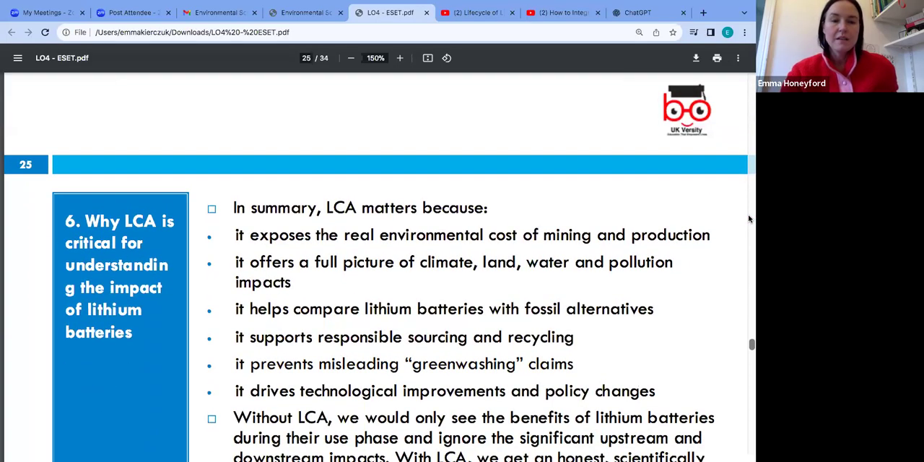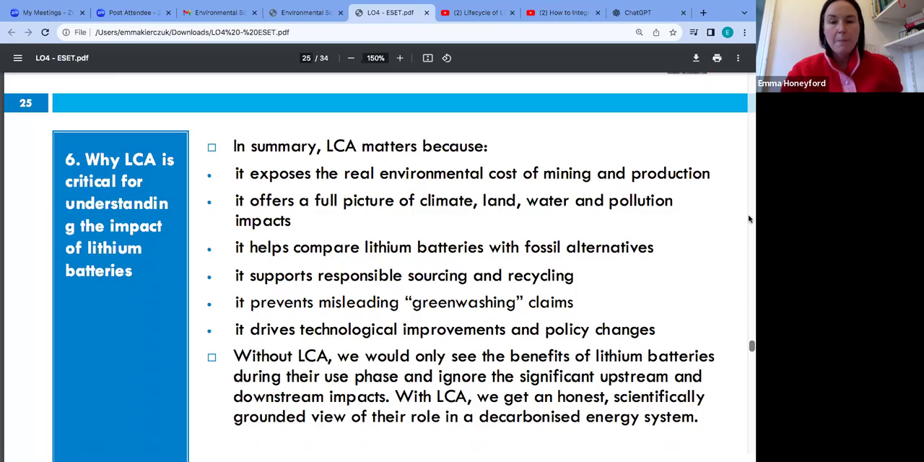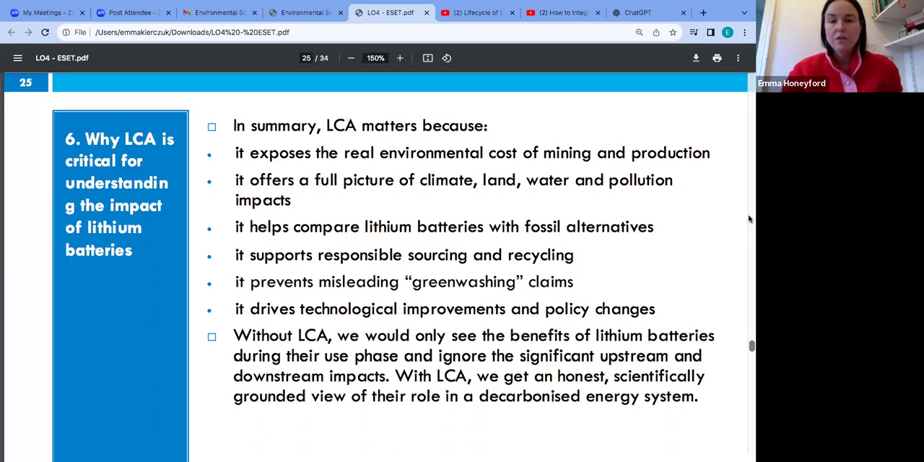So why is LCA critical for understanding the impact of lithium batteries? To summarise, it exposes the real environmental cost of mining and production. It offers a full picture of climate, land, water and pollution impacts. It helps compare lithium batteries with fossil alternatives. It supports responsible sourcing and recycling, and it prevents misleading greenwashing claims. So it drives technological improvements and policy changes.